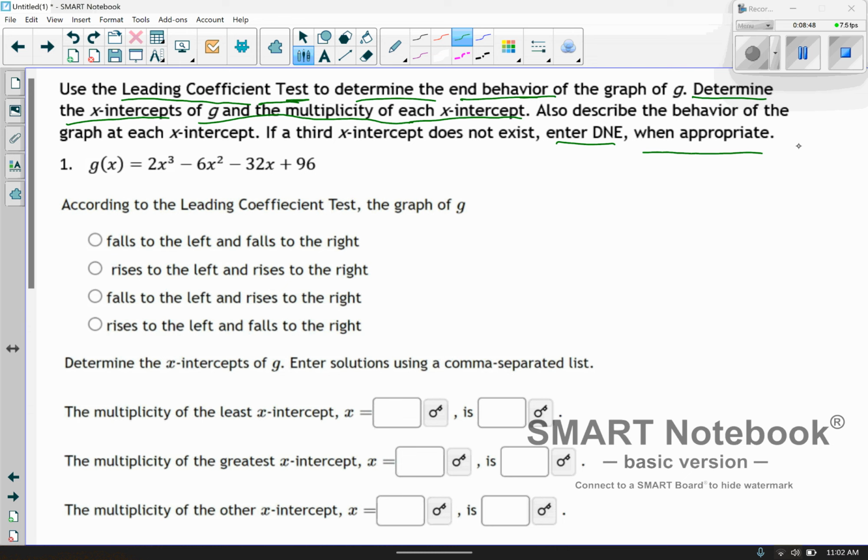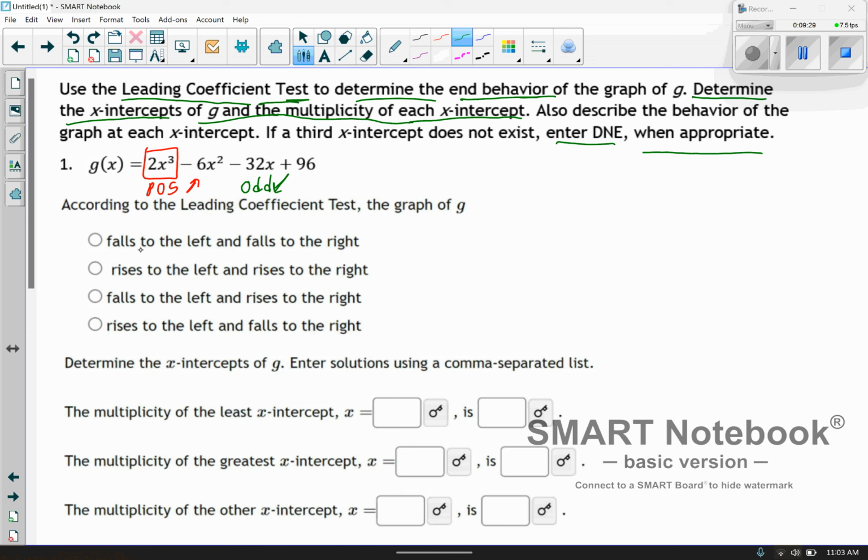Okay, so here we are. So here's our first one. And on your homework, you can expect something pretty similar to this. And so first thing we have to do is the leading coefficient test. So this is the leading coefficient. So since it's positive, we're going to go up to the right. And then since we have an odd exponent, that means we're going to do the opposite effect to the left. So we're going to go down to the left. So let's see, falls to the left. Yes, that's what this is saying. Since it's odd, we're going to have the opposite effect to the left. So it is definitely going to fall to the left.